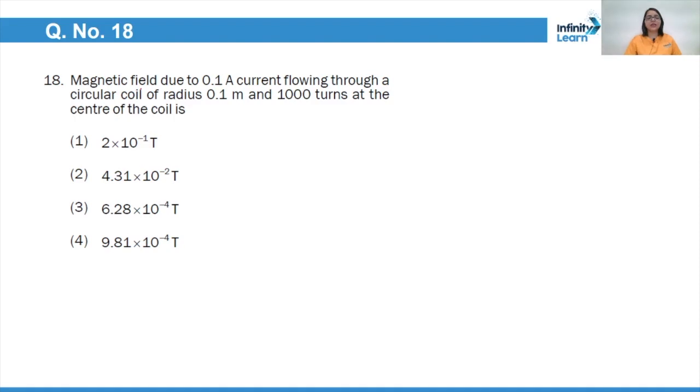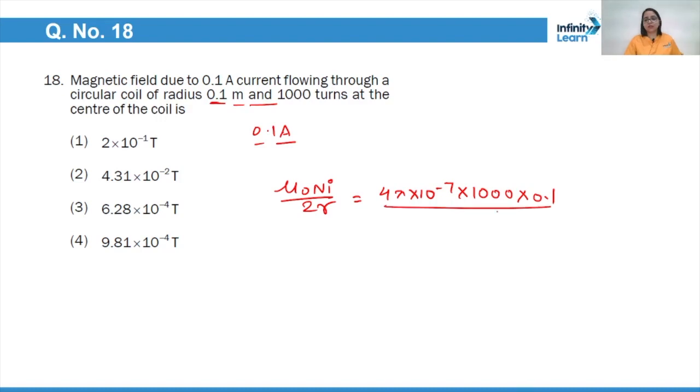Question number 18. Magnetic field due to 0.1 ampere current flowing through a circular coil of radius 0.1 meter and 1000 turns at the center of the coil is. So it is mu naught n I upon 2r, which is 4 pi into 10 power minus 7, n is 1,000, I is 0.1 divided by 2 into r, where r is 0.1. So after solving this, the answer will be 6.28 into 10 power minus 4 Tesla, which is option 3.